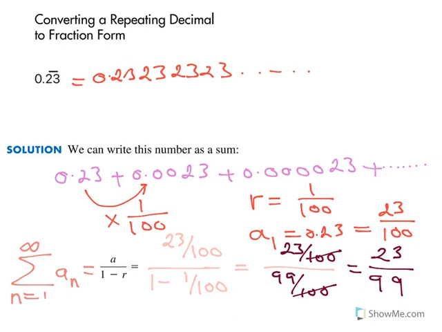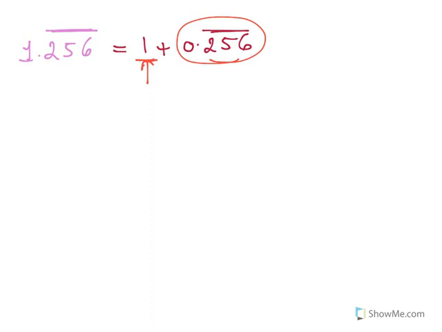So I'm going to show you one more example just to illustrate the idea. If I have a number like 1.256, and this number is being repeated, the 256 part. The problem with this number is it doesn't start with 0 point. So I'm going to write this number as 1 plus 0.256 that repeats itself, which is basically the same thing. I'm going to keep the 1 here for now, take that number and change it into a fraction first, and then add 1 to it at the end. Okay, so let's do this.